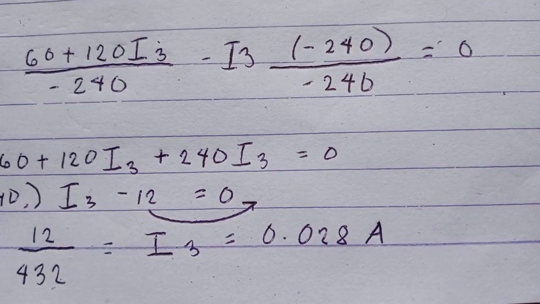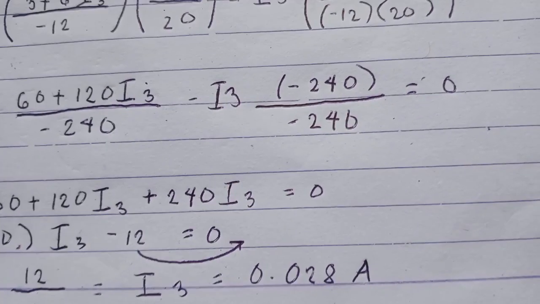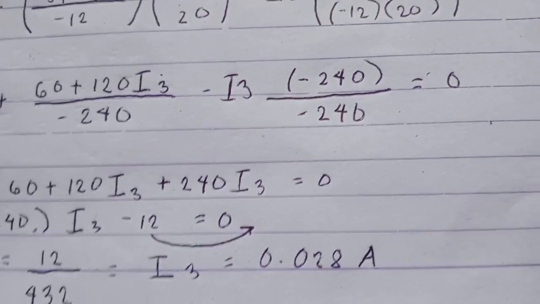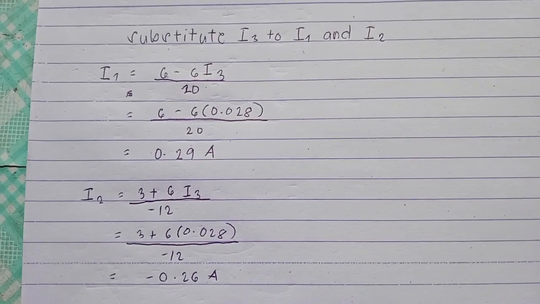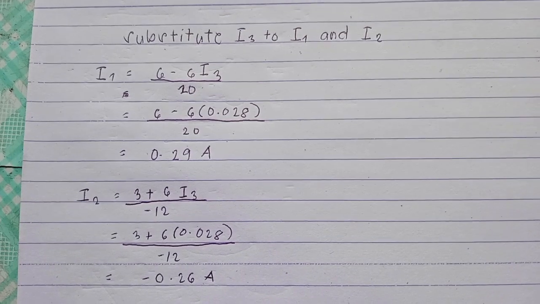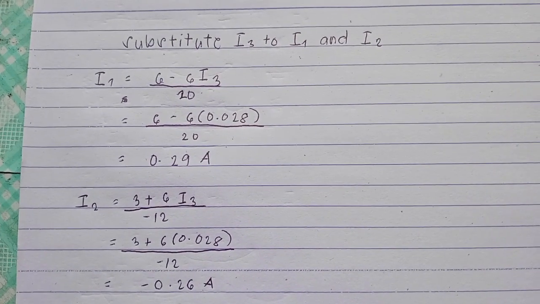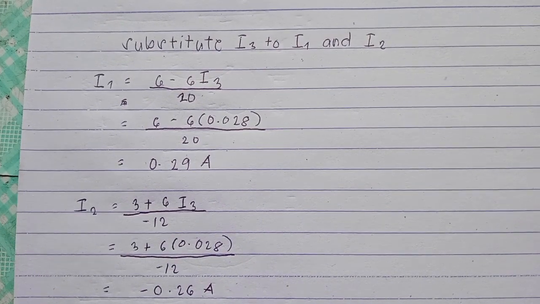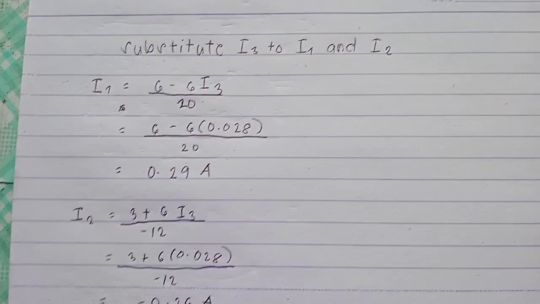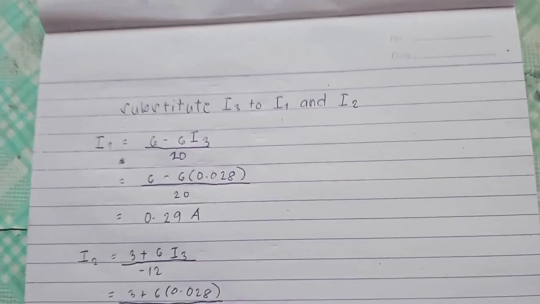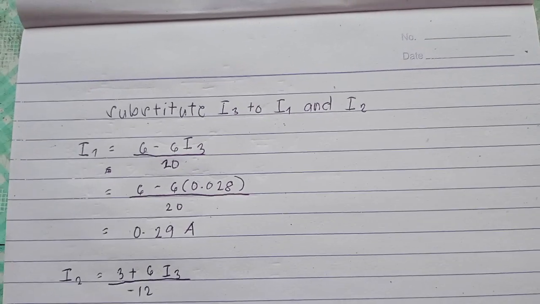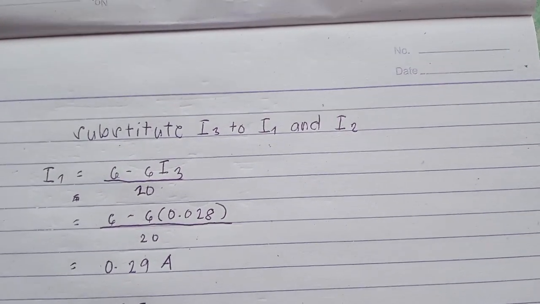So our I3 would be 0.028 amps. So we already have I3, so we can get I1 and I2. And now to get I1 and I2, we will use the quantity that we get from I3. So we all know that I1 is equal to 6 minus 6I3 over 20. So we already have I3, which has the value 0.028. So 6 minus 6 multiplied by 0.028, divided by 20, is equal to 0.29 amps.